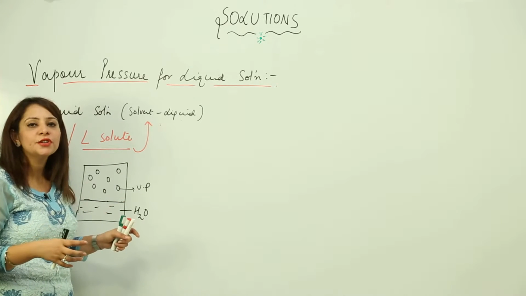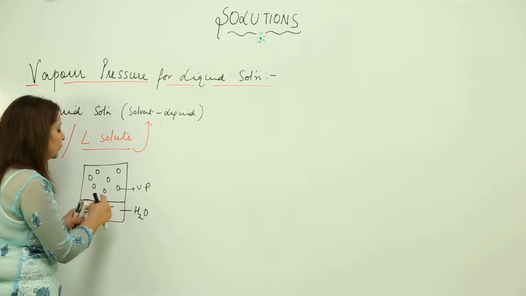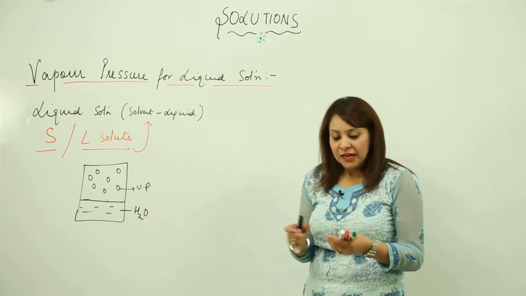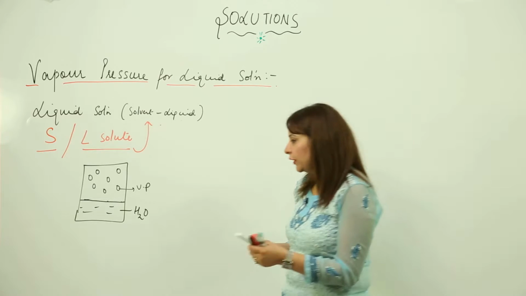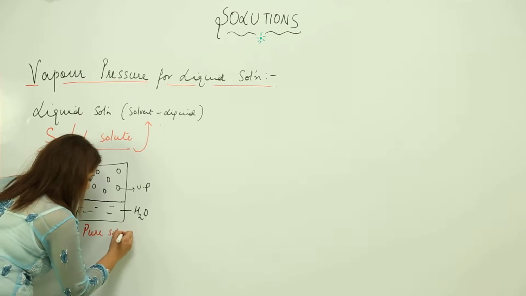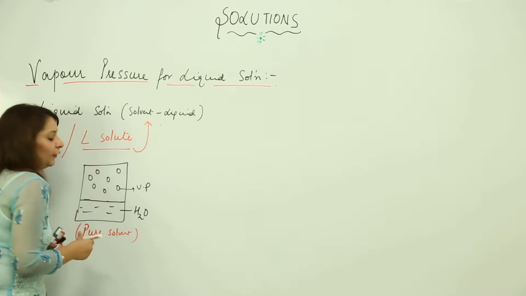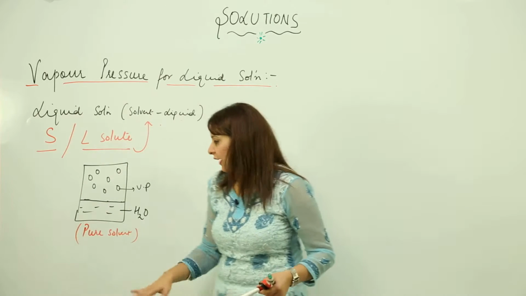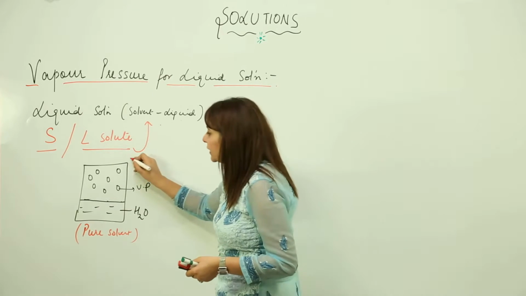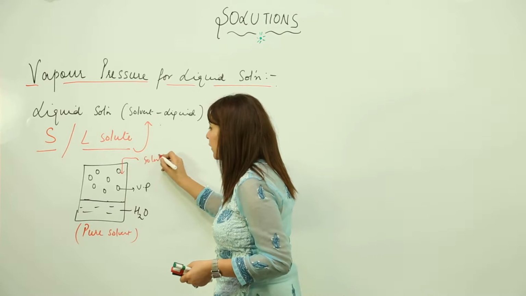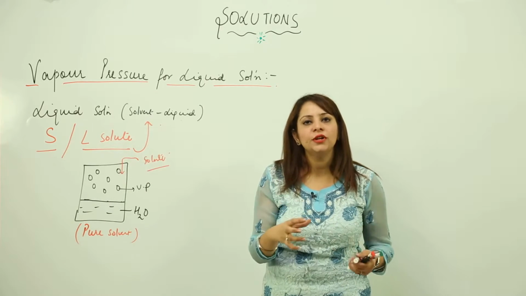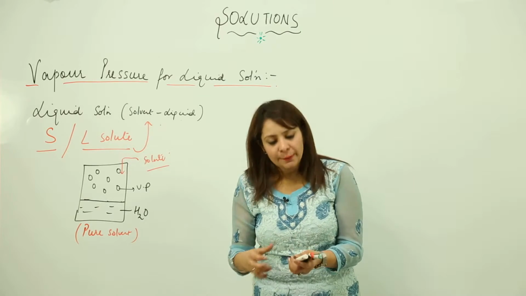So what is the vapor pressure? It is the pressure exerted by the vapors in equilibrium with the liquid. So this is the vapor pressure. But here what we are talking about is a pure solvent. I will write it here just to remove any confusion related to it. So we are talking about pure solvent. Now what happens when I add some solute into it? Definitely it is going to affect the vapor pressure. When I add some solute, it is definitely going to affect the vapor pressure.